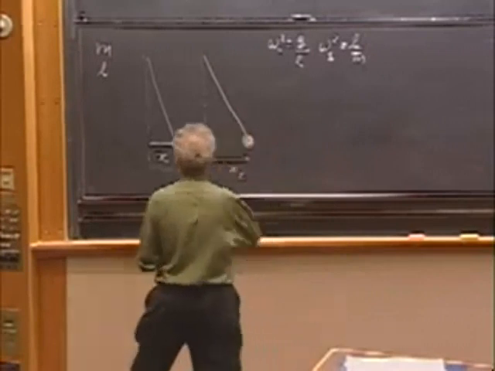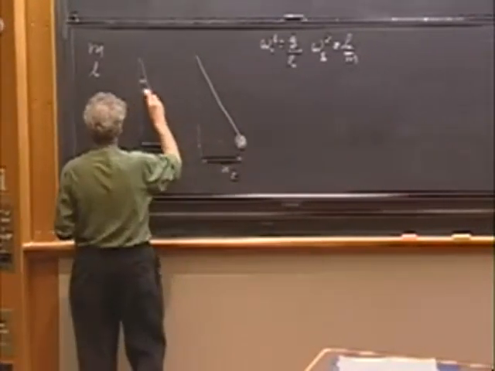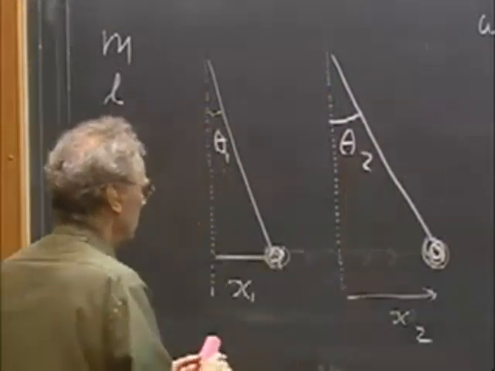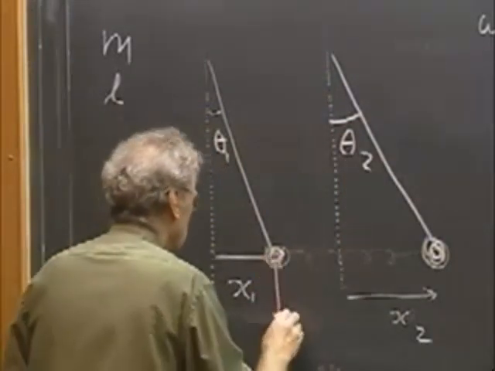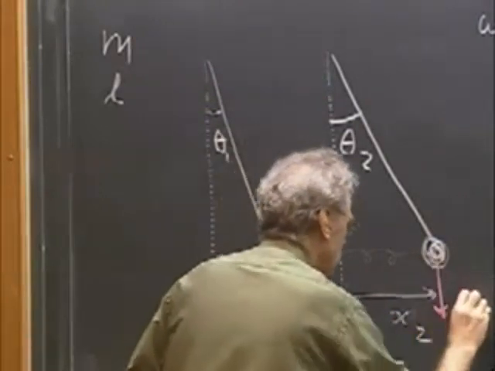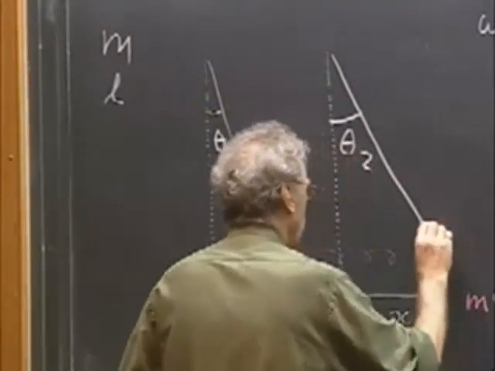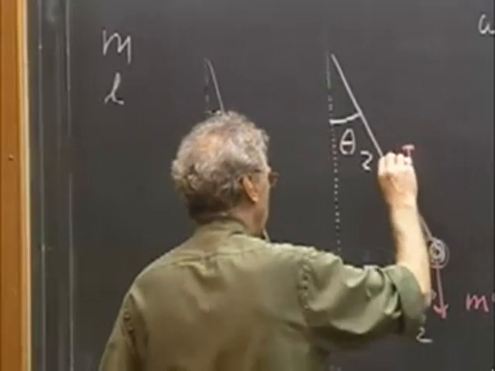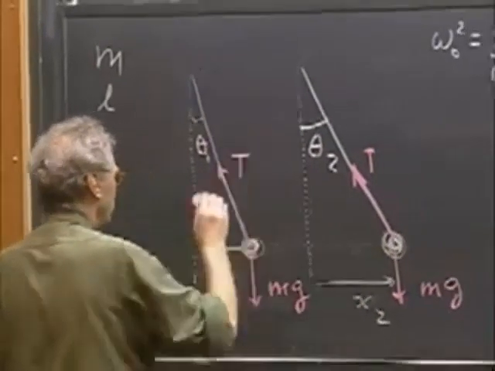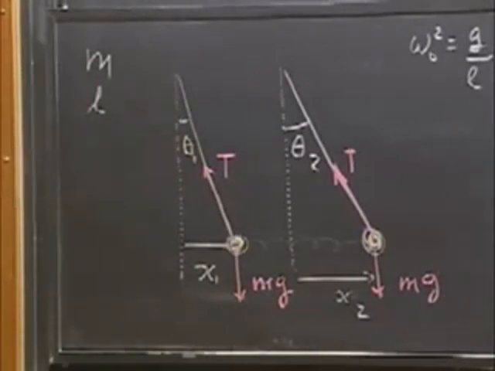So let this angle be theta 1, and let this angle be theta 2. And so we have here mg, we have here mg, we have here the tension, which is roughly mg for small angles, and we have here the tension, which is roughly mg. A little bit too big the way I drew it, but that's not so important now.